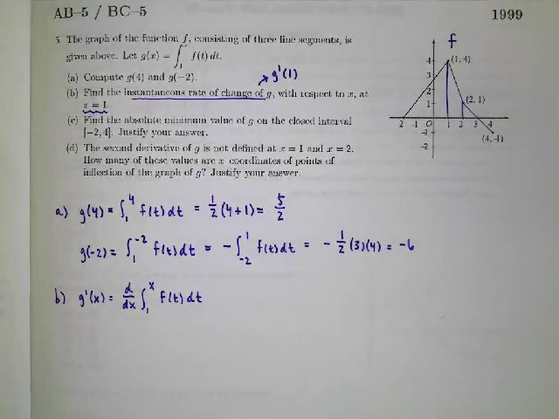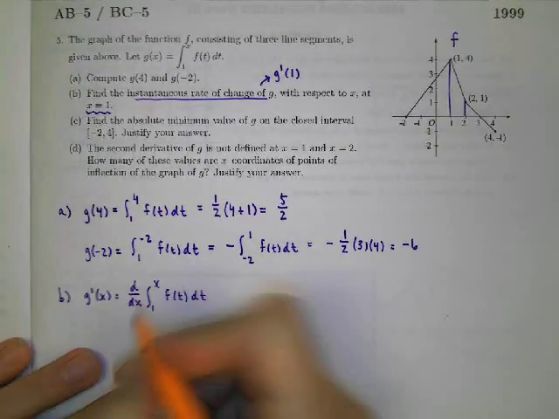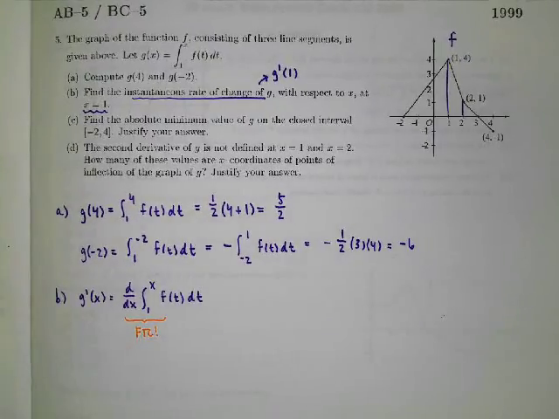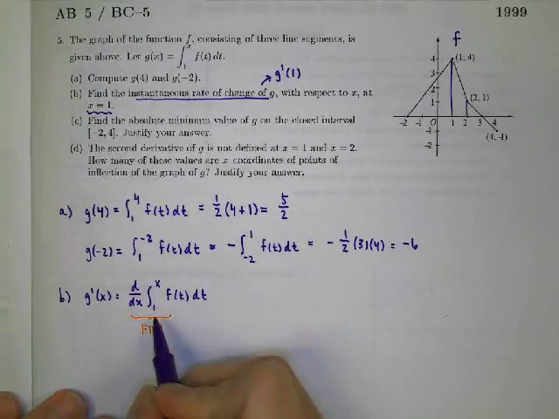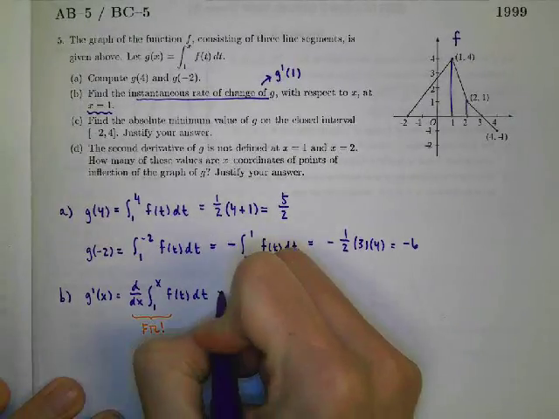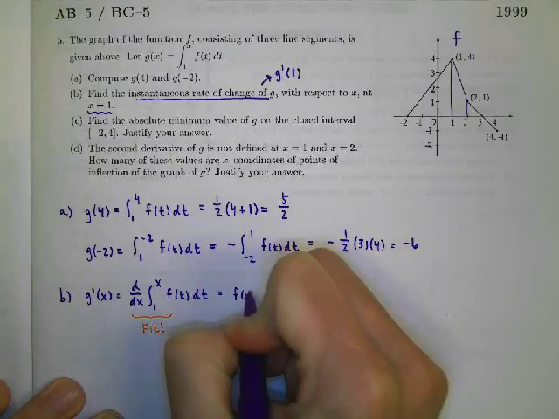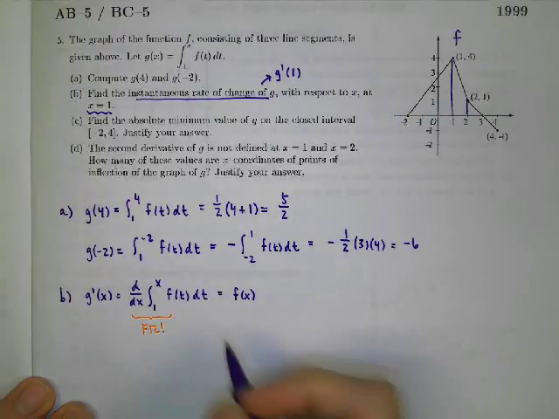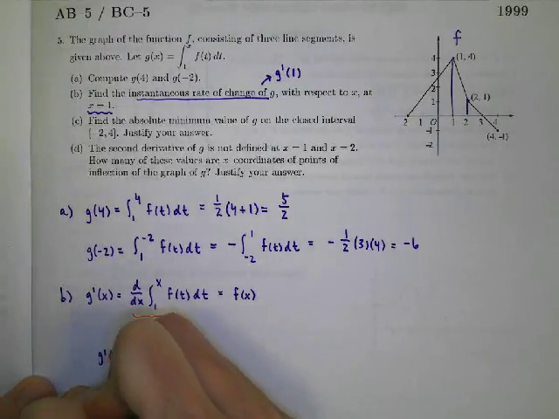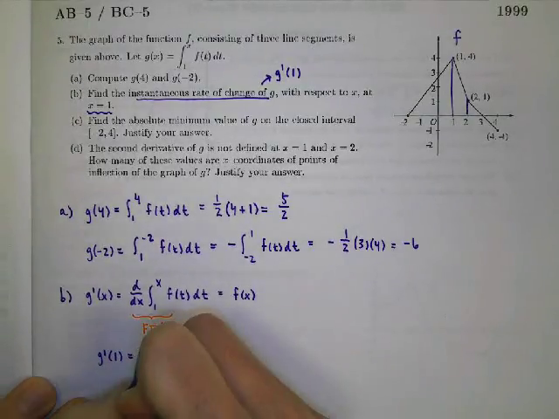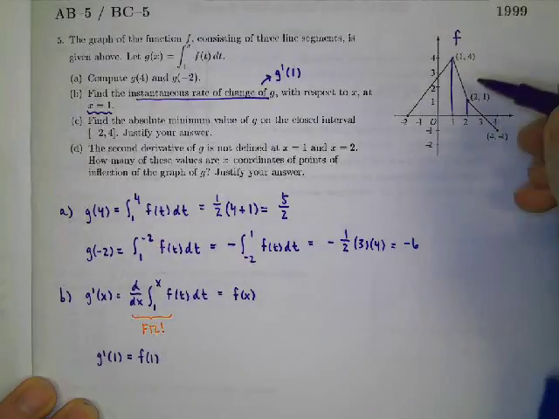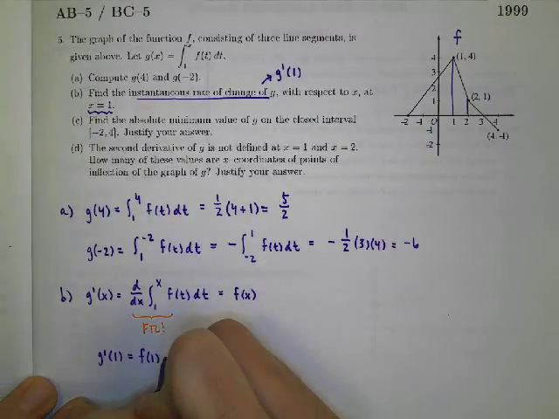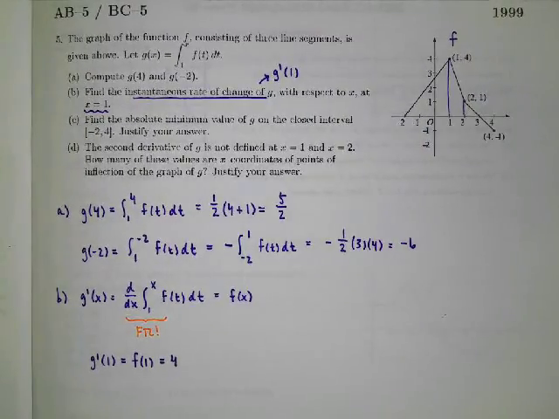And hopefully by now it's become automatic. We should recognize that when we're taking the derivative of an integral, that's just our fundamental theorem. So since my lower limit's a constant and the upper limit is x, that derivative is just f of x. So in other words, g prime of x is just f of x. So if I want to know g prime of 1, well, that's just f of 1. Now, since my graph is of f, I can know that f of 1 is equal to 4.